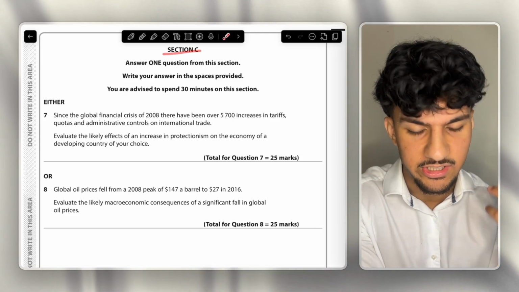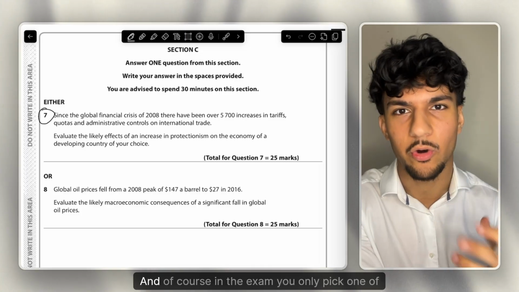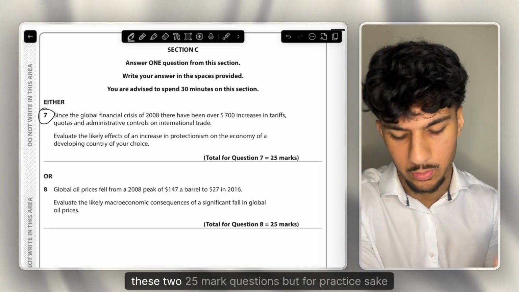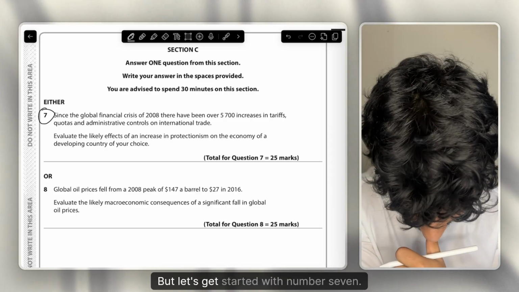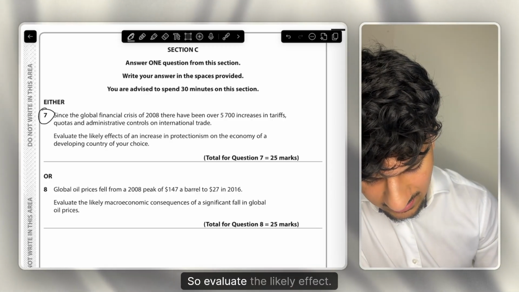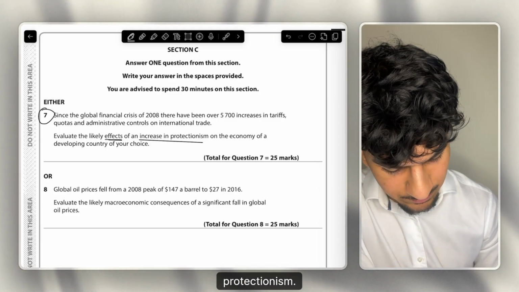Moving on to section C, so the 25 mark questions. Let's get started with number 7, and of course in the exam you only pick one of these two 25 mark questions. But for practice sake we're going to attempt both, but let's get started with number 7. So evaluate the likely effect, so it's an effects question, of an increase in protectionism.